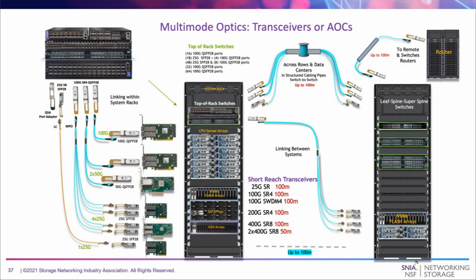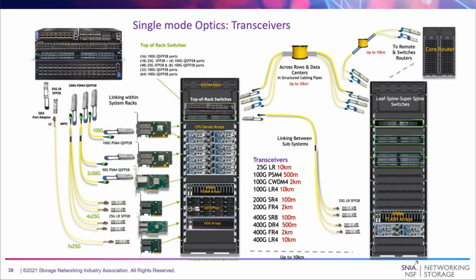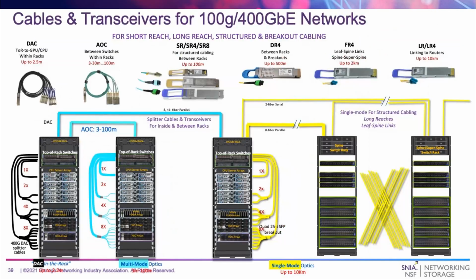And then for the single mode optics, you could do the same thing. Some companies use single mode everywhere, so they go top of rack down to the servers with single mode optics. But it's generally used for the longer reach capabilities: 500 meters and 2 kilometers are the most popular. And you see the different terminologies. The SR is short reach, DR is data center reach, 500 meters, and FR4 is the 2-kilometer far reach. LR is long reach. So that's how all these are used.